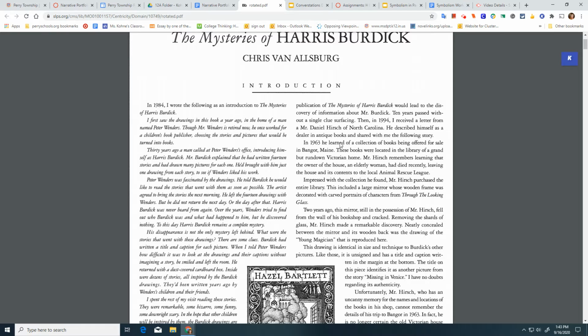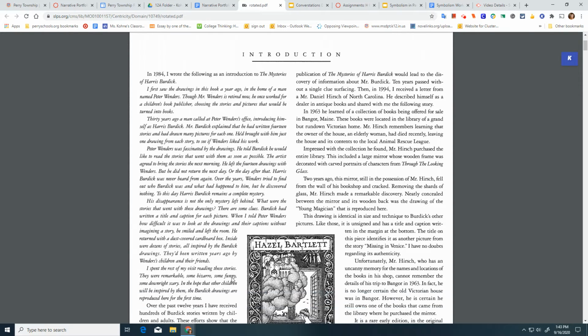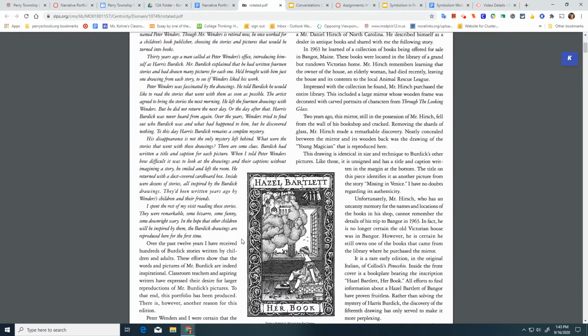I spent the rest of my visit reading these stories. They were remarkable, some bizarre, some funny, some downright scary. In the hope that other children will be inspired by them, the Burdick drawings are reproduced here for the first time. Over the past 12 years, I've received hundreds of Burdick stories written by children and adults. These efforts show that the words and pictures of Mr. Burdick are indeed inspirational. Classroom teachers and aspiring writers have expressed their desire for larger reproductions of Mr.